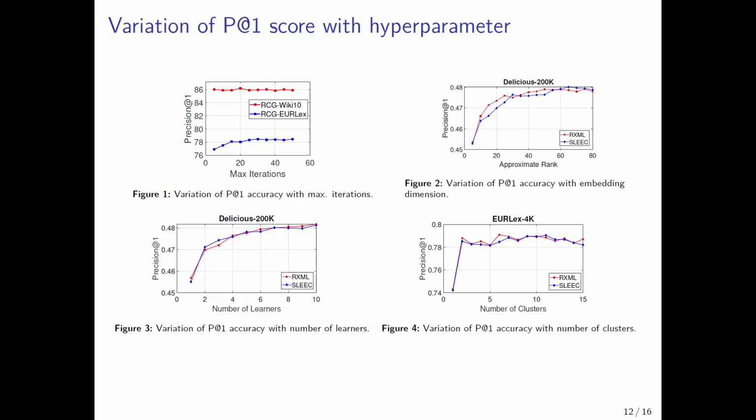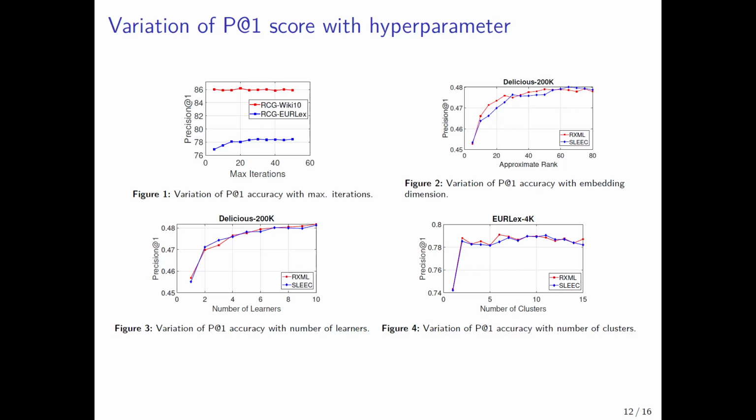Here we show the effect of hyperparameters on the precision scores for RXML and SLEEC. In figure 1, we observe that the P@1 score is saturated after 30 iterations. Thus, setting maximum iterations to 30 gives a decent score with less train time. Figure 2 shows that increasing the embedding dimension gives a better score, but only up to a certain threshold. Further increase in score is not seen, probably due to the limitation of the model. Choosing a lower approximation rank is crucial, otherwise the model size and the per iteration complexity of Riemannian CG increases.